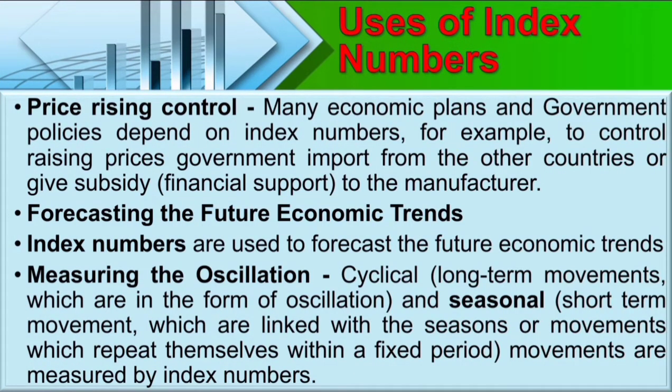Uses of index numbers. Number 1. Price rising control. Many economic plans and government policies depend on index numbers. For example, to control rising prices, government imports from other countries or gives subsidy or financial support to the manufacturer. Number 2. Forecasting the future economic trends. Index numbers are used to forecast the future economic trends. Number 3. Measuring the oscillation. Cyclic long-term movements, which are in the form of oscillation, and seasonal short-term movements, which are linked with the seasons, are movements which repeat themselves within a fixed period. These movements are measured by index numbers.